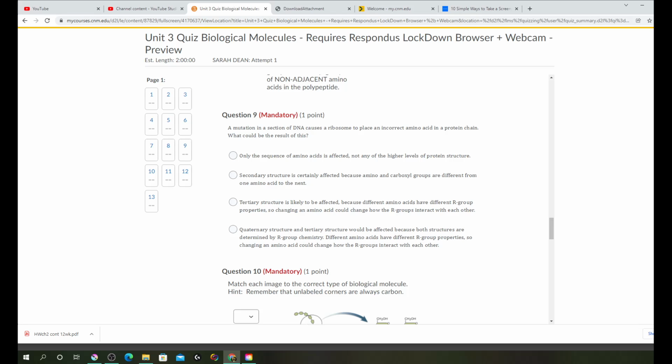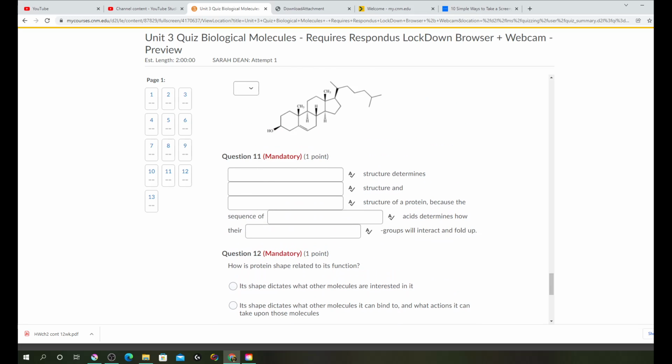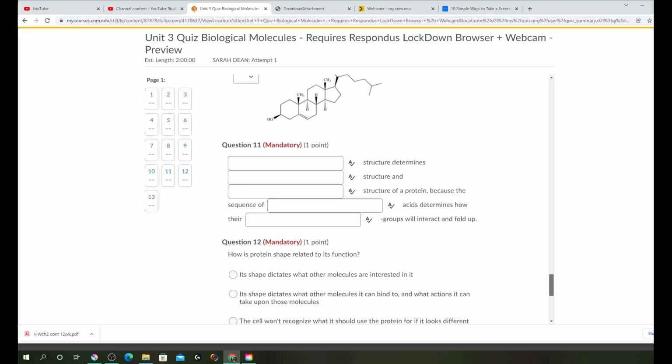So you have a change. This is talking about a change in primary structure because it's changing the amino acid sequence by changing which amino acids are there. And that's going to affect quaternary structure and tertiary structure. So I put the harder question after because if you answer this correctly, I was hoping that that would kind of give you the answer. Because you should know the answers here. So primary structure determines tertiary and quaternary structure of a protein because the sequence of amino acids determines how their R groups interact. And tertiary and quaternary structure depend upon R group interactions.